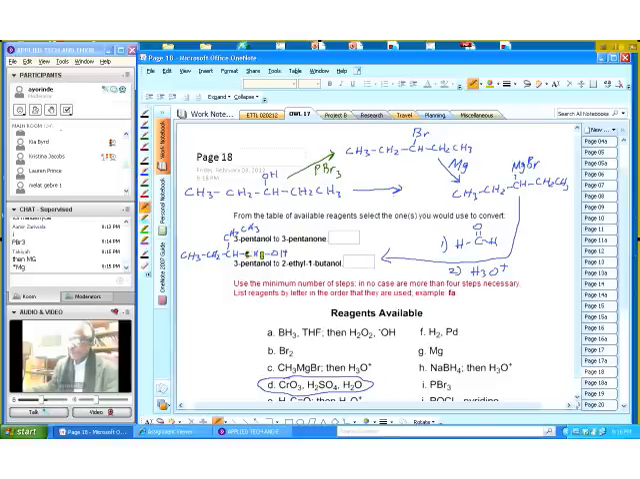Okay, so this part of the molecule here is coming from your formaldehyde, okay?